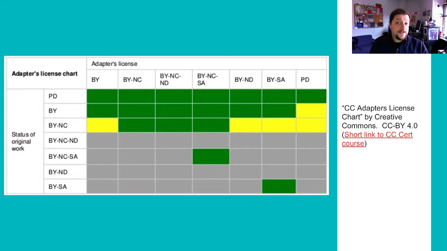Next, what can I license this under? Well, if you take the status of the original work and then you remix it with something else, the adapter's license tells you what you can remix it under. So let's say if I take a BY non-commercial, I can release my work under these licenses. Now, pay attention here. Green, you're good to go. This is a license that's recommended, or possible, permitted, and you're fine. Yellow is technically permitted, but it's not really recommended. And gray just means no, you can't do it.